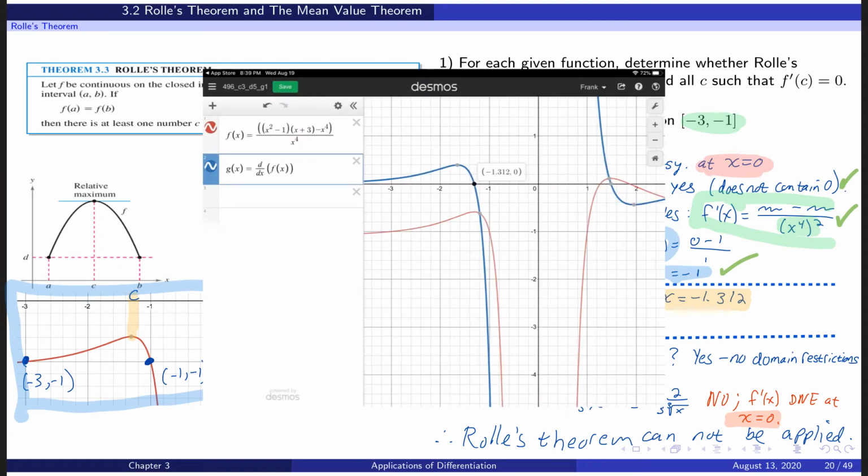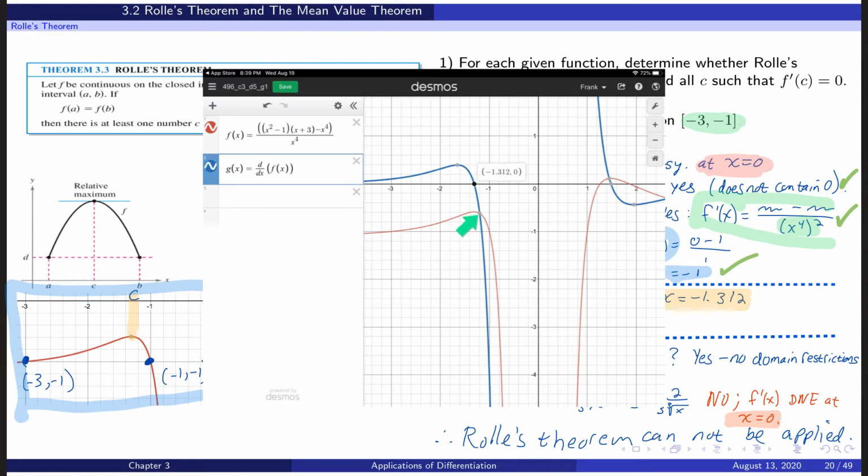To verify that that's correct using the first derivative, I had Desmos graph the derivative, so I told it to take the derivative with respect to x of f of x, which is up here, and plot it. Horizontal tangents have a first derivative equal to 0. So now when I look at the blue function and look at the x-intercept, the x-coordinate of the derivative is -1.312, so that tells me that at the input of -1.312 is where the maximum occurs.